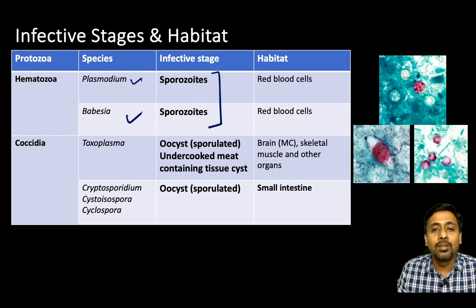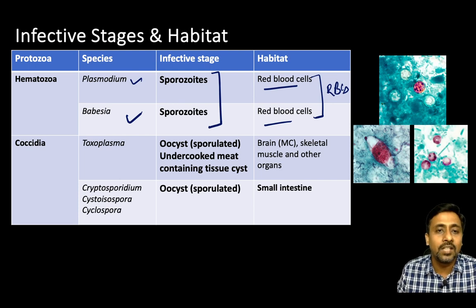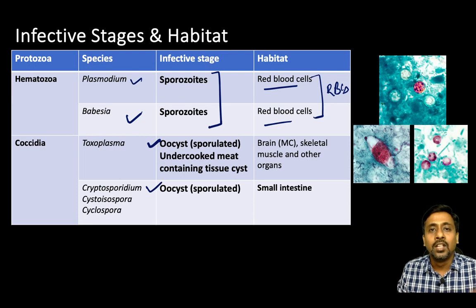So both for Plasmodium and Babesia, the infective stage is the sporozoite released from the oocyst inside the insect vector, and the normal habitat in human for these two parasites is RBCs, red blood cells. And in case of Toxoplasma, Cryptosporidium, Cystoisospora and Cyclospora, that is all the coccidia, the infective stage is the oocyst. If you go through the morphological forms of protozoan parasites lecture, you will find that these oocysts are sporulated, that means they contain sporozoites. So these sporulated oocysts are the infective stage in coccidian parasites.